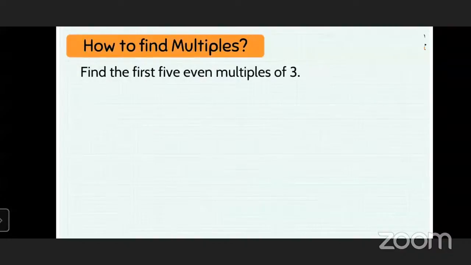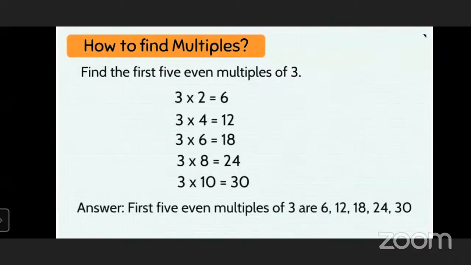First of all, even numbers. Tell me the even numbers. The first 5 even numbers are 2, 4, 6, 8, 10, and we have to multiply by 3. So 3 twos are 6, 3 fours are 12, 3 sixes are 18, 3 eights are 24, 3 tens are 30.